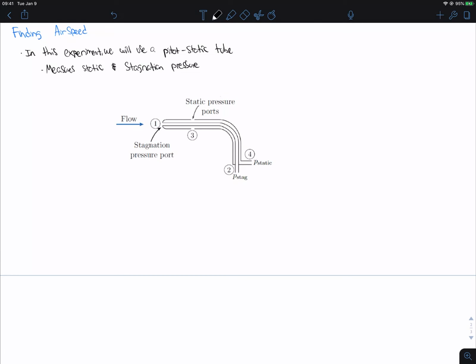So how do we find the airspeed? Recall from experiment 2, to find the airspeed, we used this formula. Our local airspeed is going to be given by the square root of 2 times the stagnation pressure minus the static pressure, all over the air density.